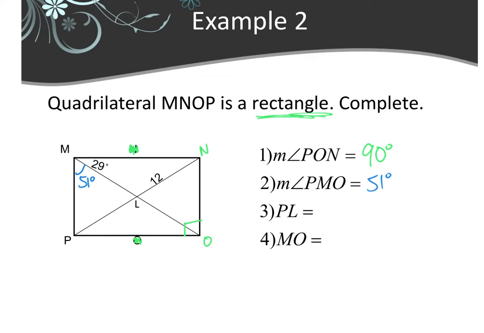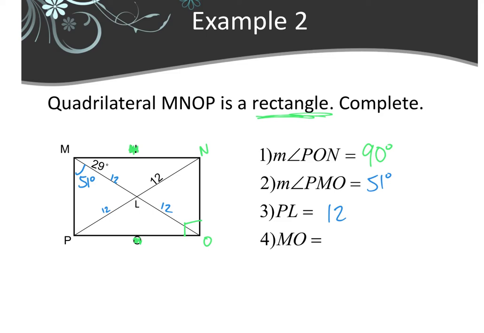What's PL? Gabby? 12. Why? No, those are called diagonals. Very good. Okay. What do we know about diagonals in a rectangle? Emma? They're all congruent. So LO we can also put as 12. PL is 12. And ML will also be 12. That's the big thing for rectangles, is that every single piece of the diagonal, once they intersect each other, is going to be congruent. All right.